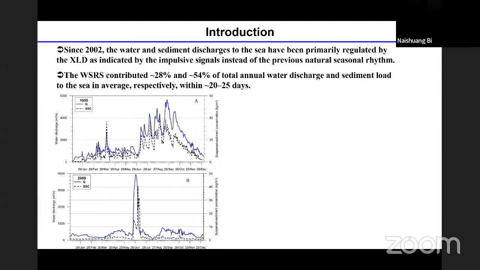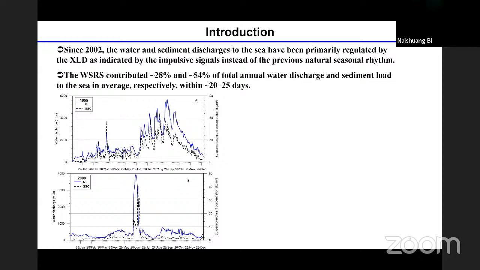But during the water sediment regulation scheme, you will see an impulse signal of the flood water. The water sediment regulation scheme also contributed around 28% and 54% of the total annual water discharge and the sediment load to the sea on average, normally within around 20 to 25 days.